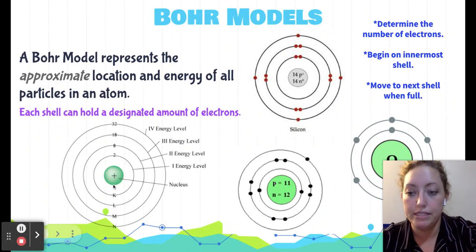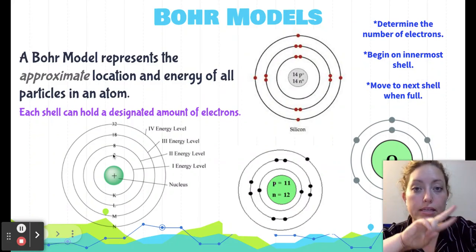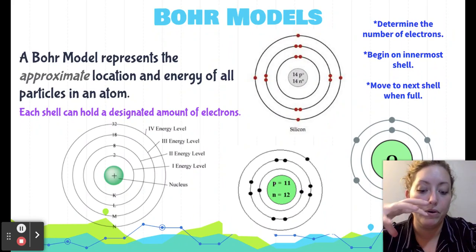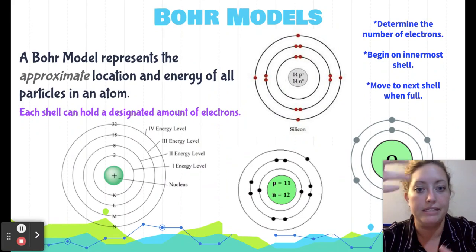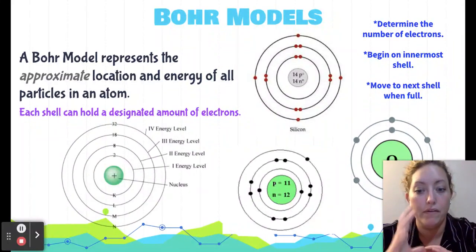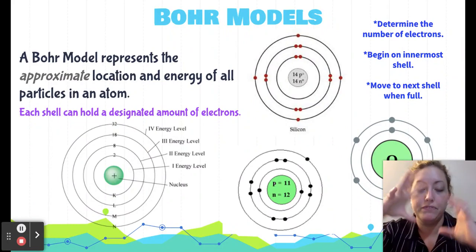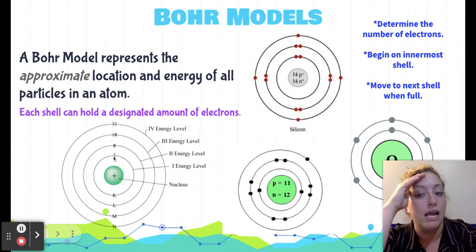So if you have your nucleus, it's this little green ball here, the innermost ring can hold 2 electrons maximum. If you look at your periodic table and determine that this atom has 8 electrons, you start out putting them on the innermost ring. You have to fill it up from the inside out. So you put 2 electrons on the innermost ring, and then you start building the next ring.